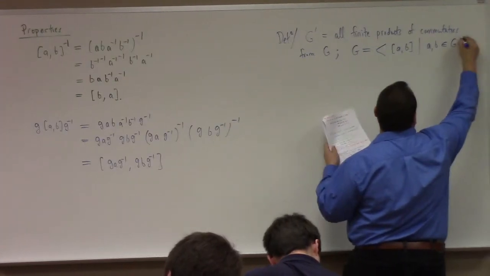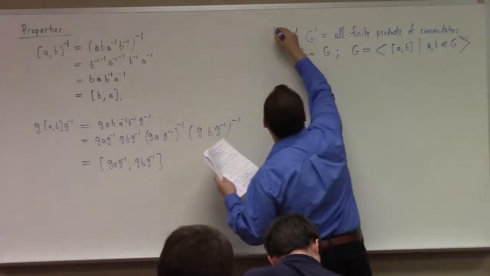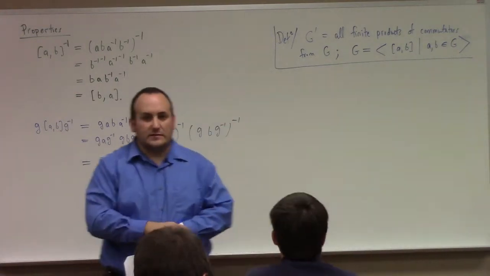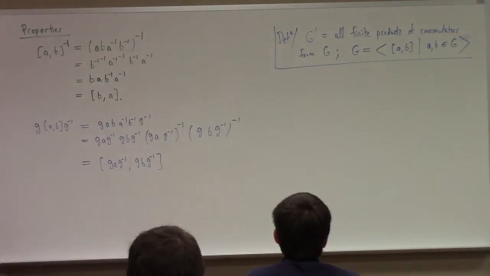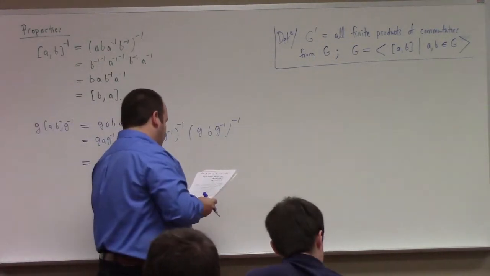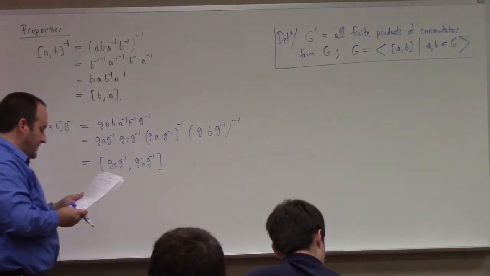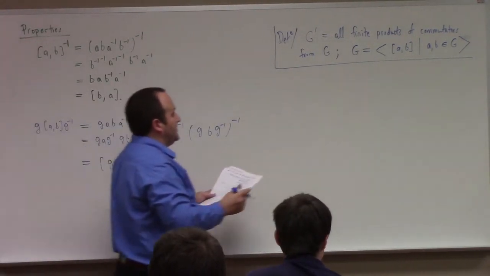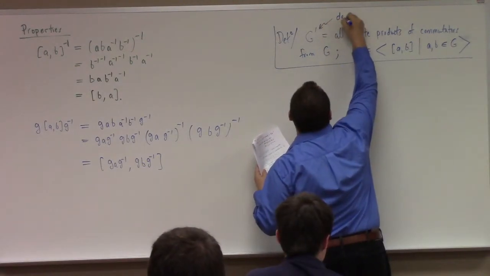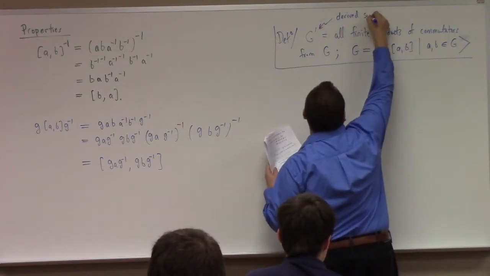Although I'm slightly worried. I don't remember if this actually has, I mean finite products, though. I think that only counts for finite products, right? Anyway, this is the so-called derived subgroup of G. G prime is the derived subgroup of G. Funny notation, huh? Derived subgroup.